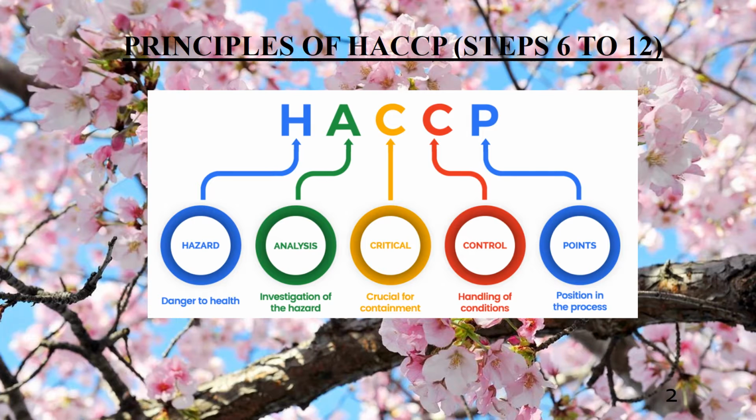HACCP stands for Hazard Analysis and Critical Control Points. Hazard refers to the food contamination or spoilage. Analysis refers to the finding out of the source. Critical means the level of danger. Control refers to the remedial actions. Point refers to the stage for corrective action.